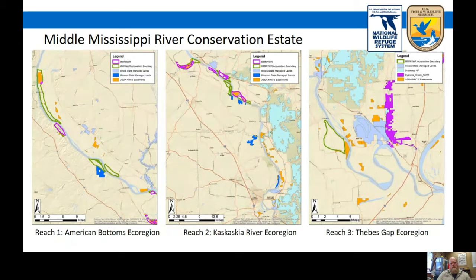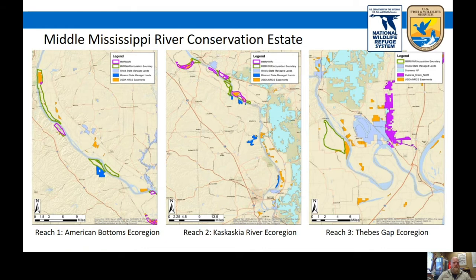These three maps depict what we call the conservation estate of the Middle Mississippi River corridor. All these polygons denote partners that work together to manage lands and resources in the public trust. The refuge has consulted with all of these neighboring partners to formulate the refuge's habitat management plan. You can see the refuge properties denoted in purple shading.